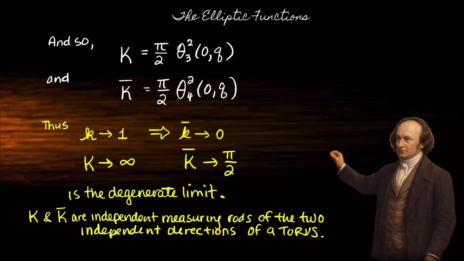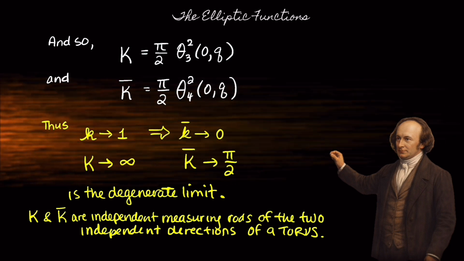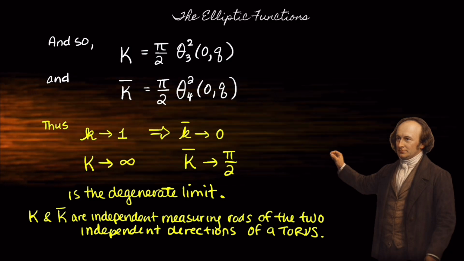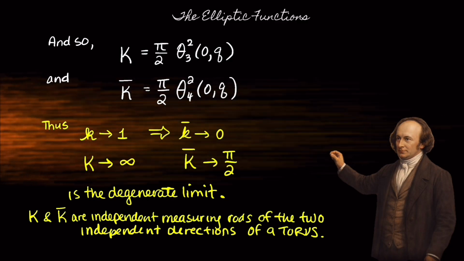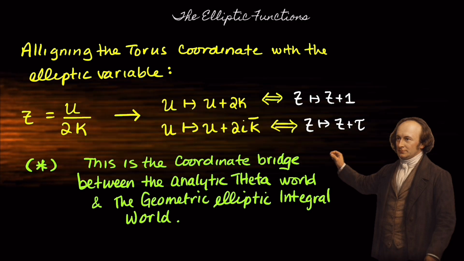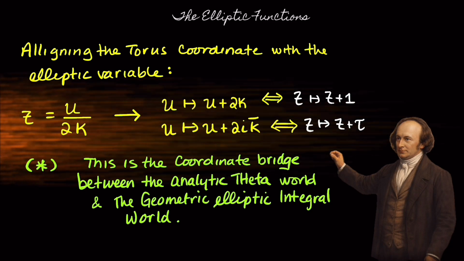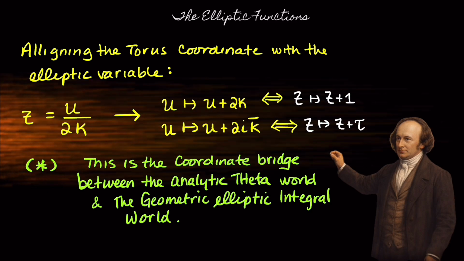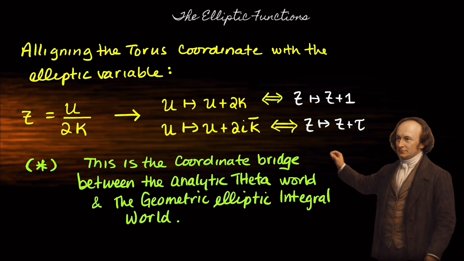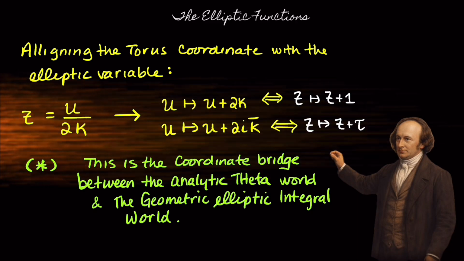In the degenerate limit, lowercase k goes to 1, and therefore the complement goes to 0, capital K goes to infinity, and the complement capital K bar goes to pi over 2. These are independent measuring rods of the two independent directions of the torus, which is a complex surface. Now, aligning the torus coordinate with the elliptical variable, we let z equal u over 2 capital K, which allows us to make a one-to-one correspondence with the z variable on the torus and the u variable in the integral world. This is a coordinate bridge between the analytic theta world and the geometric elliptical integral world.